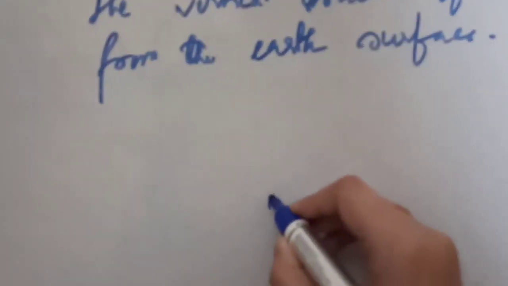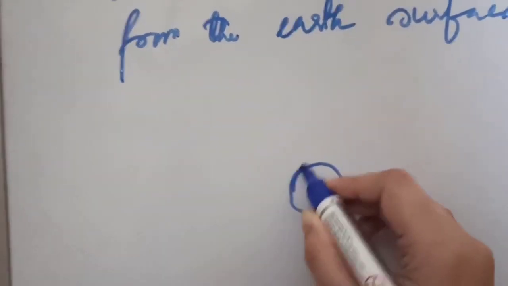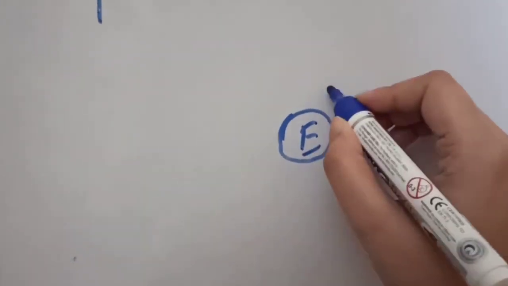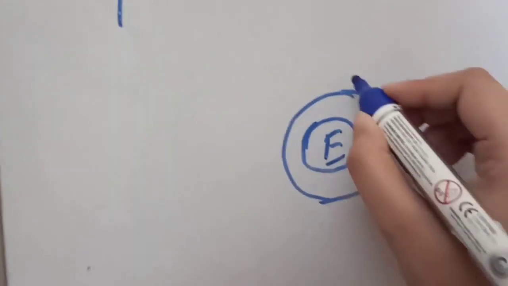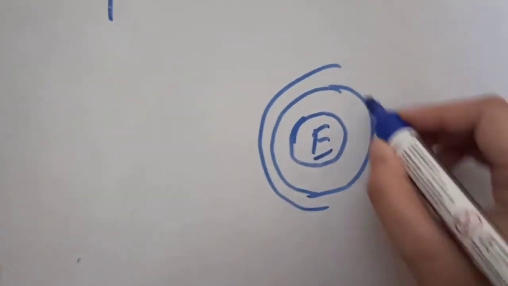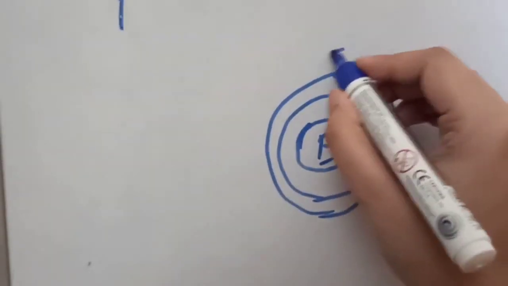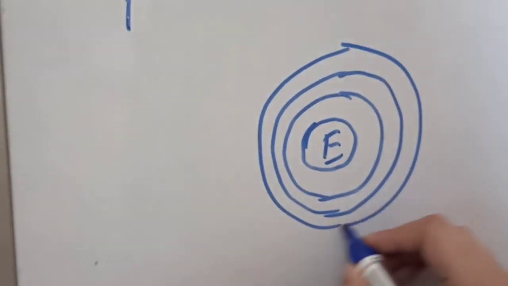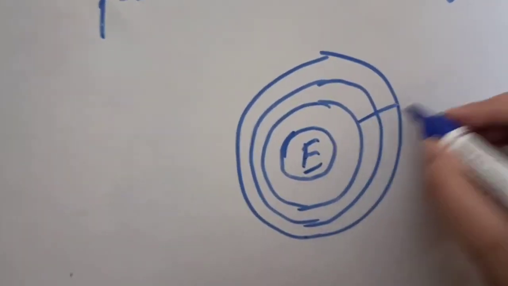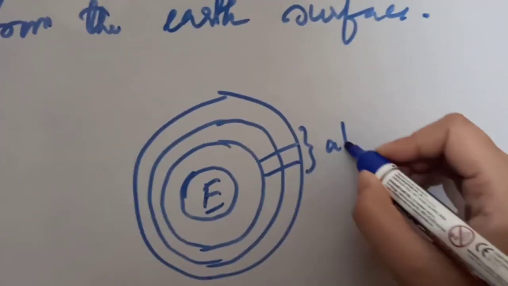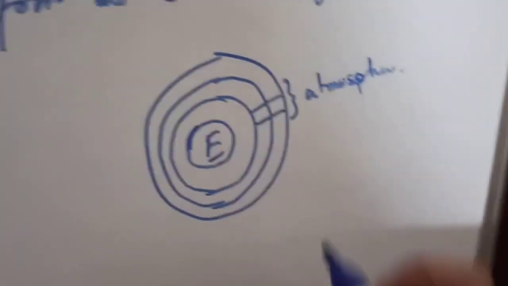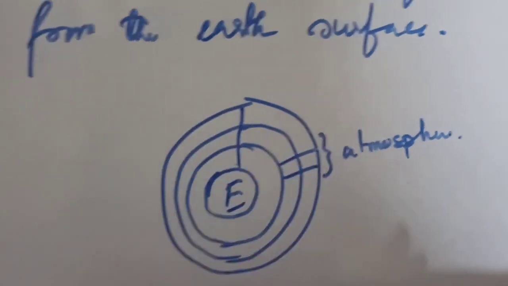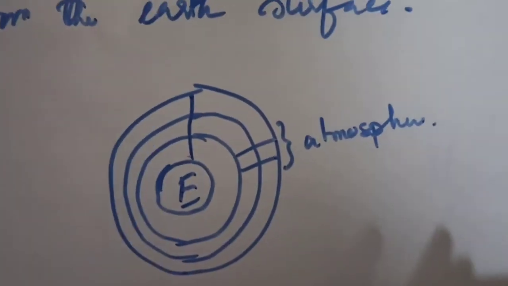The atmosphere actually looks like this. If this is the earth, the atmosphere is the blanket of air that is surrounding our earth in a concentric circle like this. These are the layers of the atmosphere, and they lie vertically above the earth's surface.